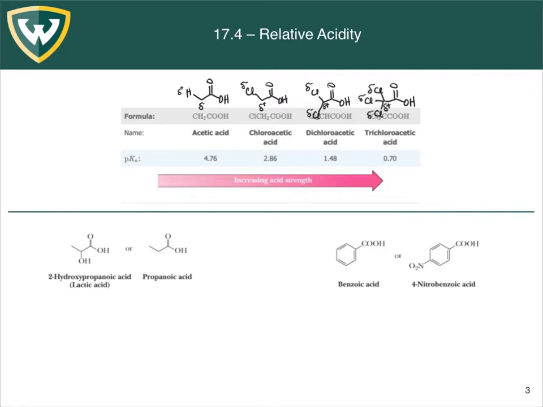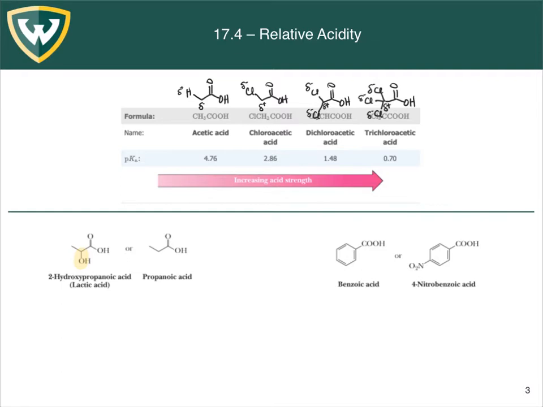So a question that'll come up a lot is, which carboxylic acid is more acidic and why? So we'll take a look here at these two carboxylic acids. On the left we have lactic acid, which builds up in your muscles when you're exercising, and we have propanoic acid. So we just want to take a look at what's different in the molecule first. You can see that lactic acid has an extra hydroxyl group.